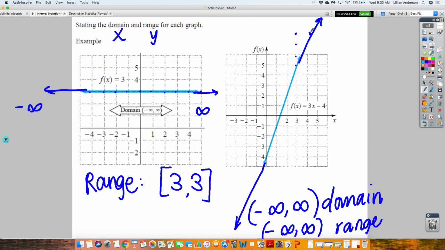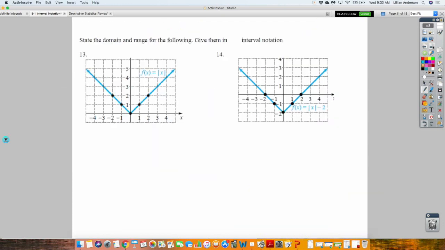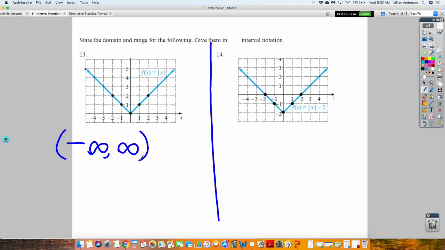All right. Let's look at another one. Let's look at number 13, because 13 is in your notes. This is an example of the absolute value equation, absolute value of x. How far left does this go? Negative infinity. How far right does it go? Positive infinity. That is my domain. Remember, domain is how far to the left, how far to the right.